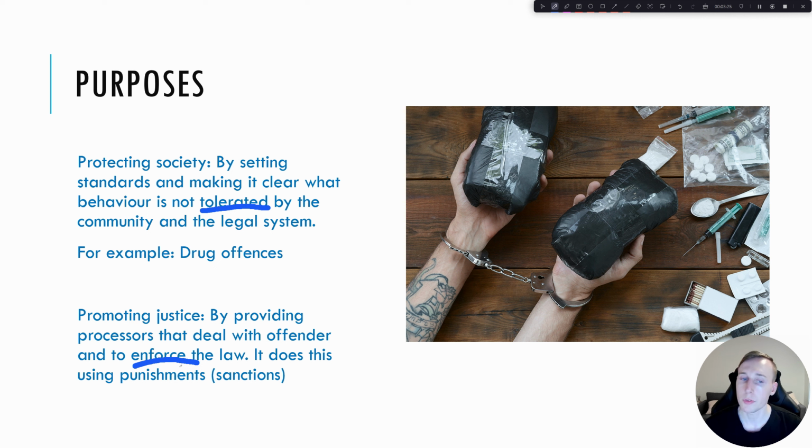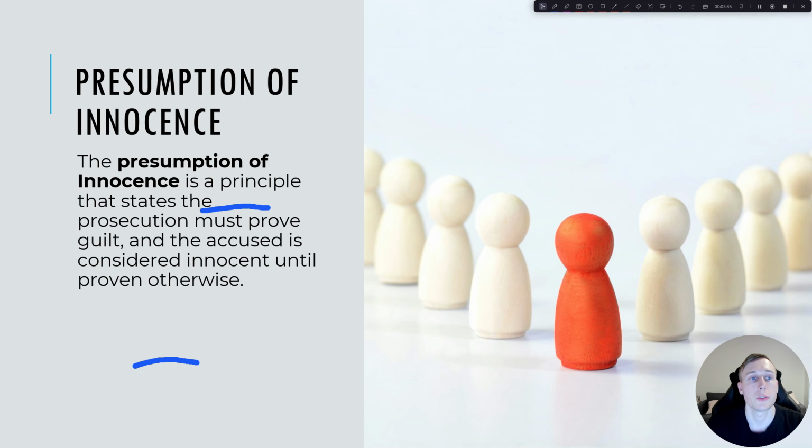So we obviously want to punish people when they do the wrong thing, and as a result we hopefully provide justice for both our community and victims of crime and that sort of thing. So that's the first key knowledge area done.